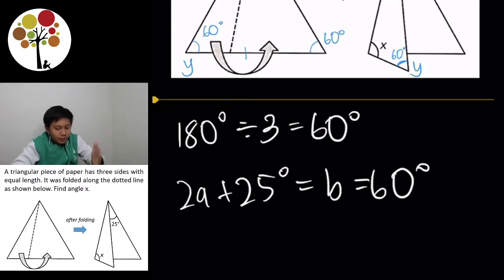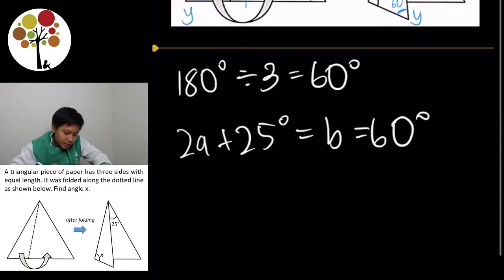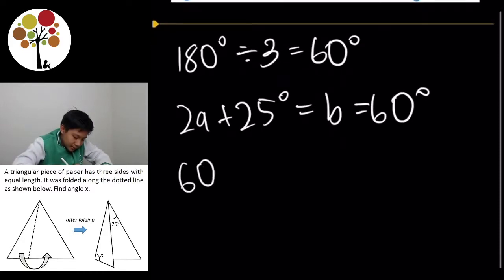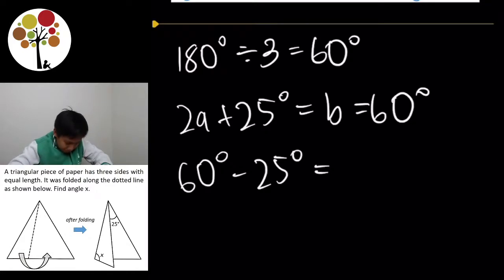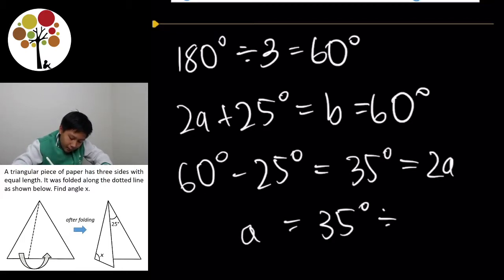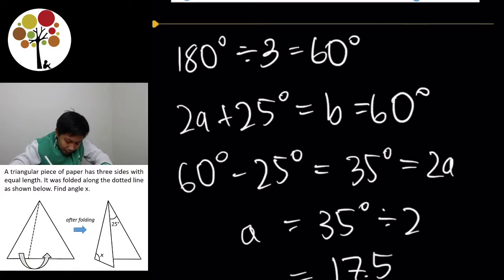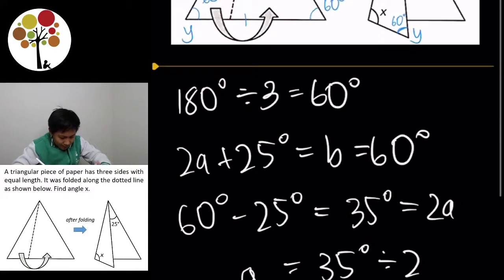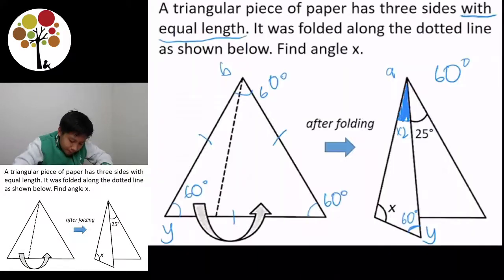In order to find that angle, which is A, we just have to take 60 degrees minus 25 degrees, which is equal to 35 degrees, which is equal to 2A. So 1A is equal to 35 degrees divided by 2, which is equal to 17.5 degrees. So that is the angle of A.